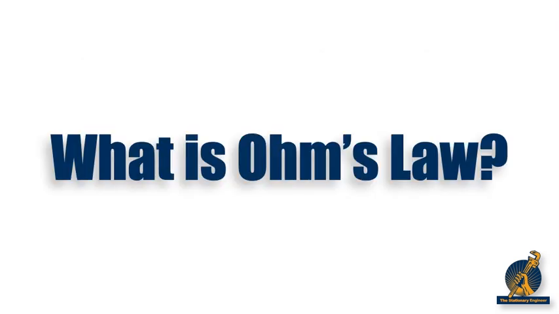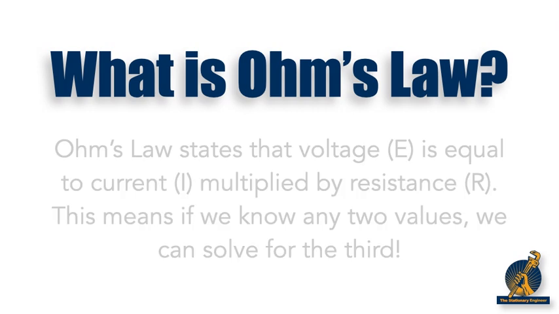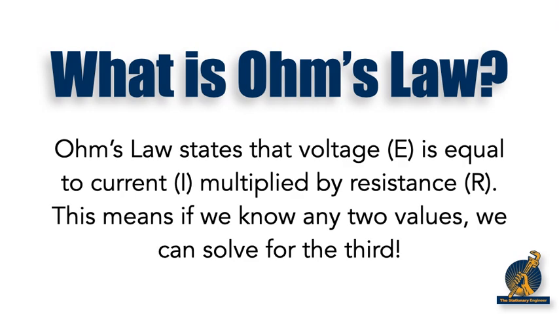So, what is Ohm's Law? Ohm's Law is the fundamental relationship between voltage, current, and resistance in an electrical circuit. Ohm's Law states that voltage, E, is equal to current, I, multiplied by resistance, R. This means if we know any two of these values, we can always solve for the third.